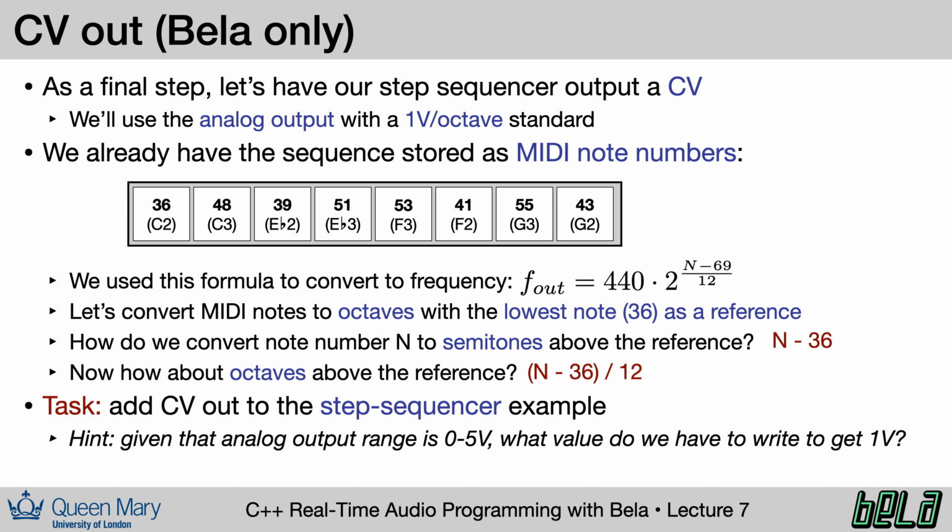This brings us to our final task for this lecture. Add CV out to the step sequencer example with a 1 volt per octave standard. Remember that the 0 to 1 range of analog out actually represents 0 to 5 volts, so you're going to need to figure out how you scale the value so that you get 1 volt per octave. Remember that the example had 2 channels enabled on the Bela oscilloscope. Use the second scope channel to log your CV out. Even if you have a Bela Mini and you can't call analog write, you can still look at it on the scope. So pause the video here, add the CV at 1 volt per octave, and we'll look at it together.